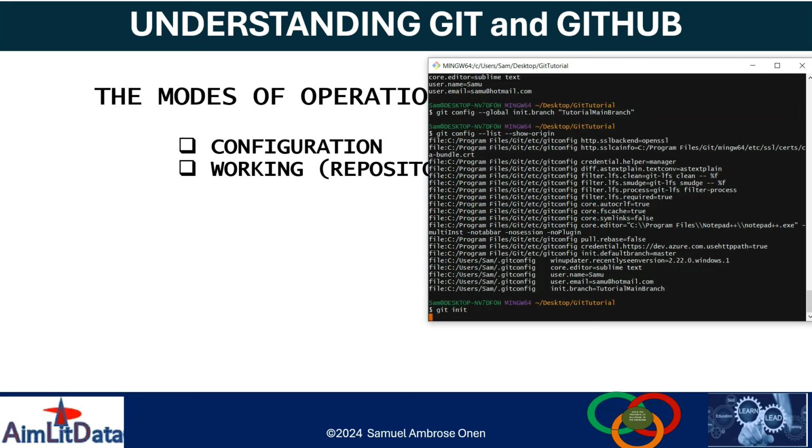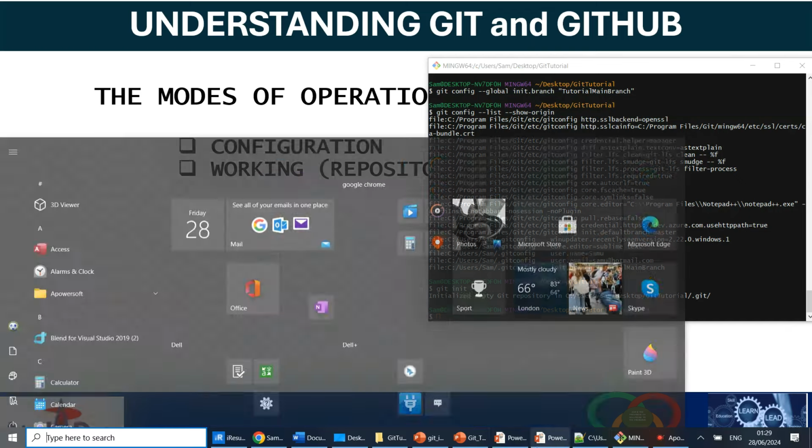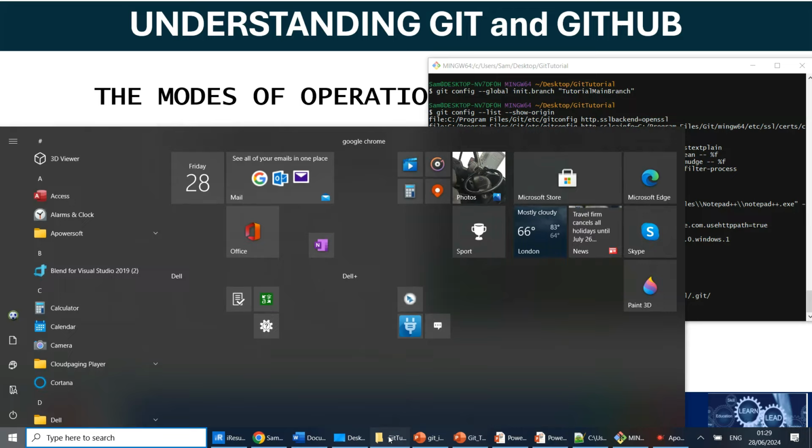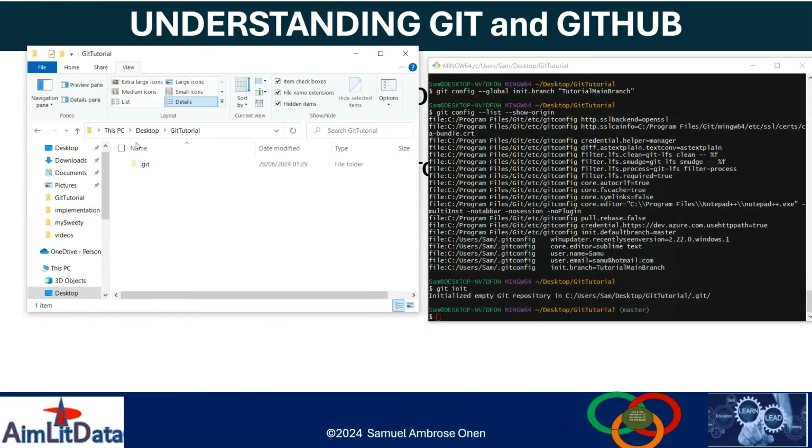That's it, my friend. You can see initialized empty Git repository. So this folder now is our Git repository, and when we go inside that folder, we will see .git jumping inside that folder. As you can see, my friend, we have .git there.